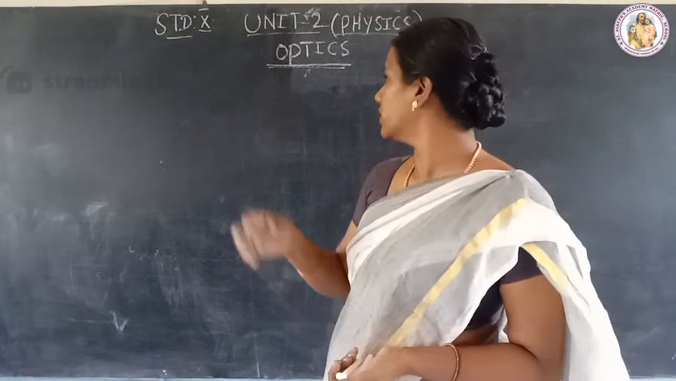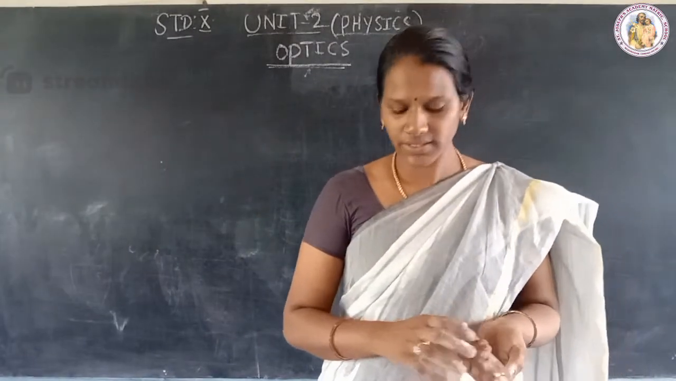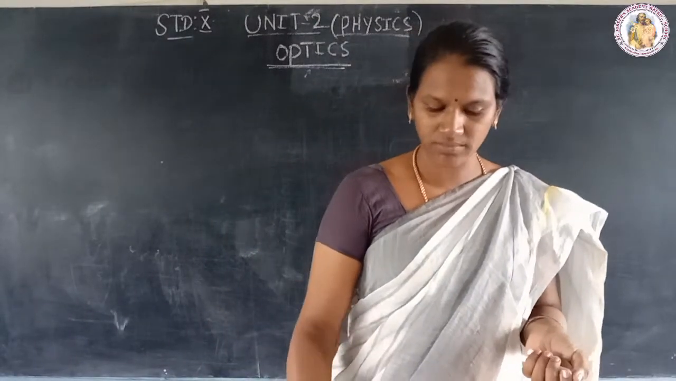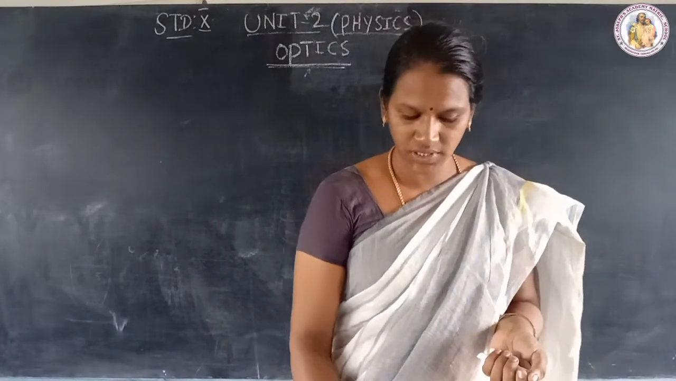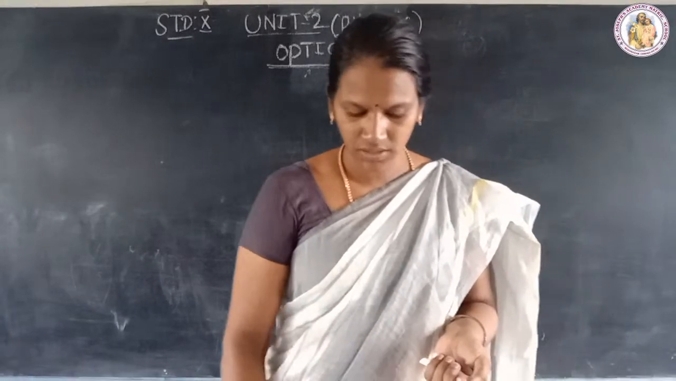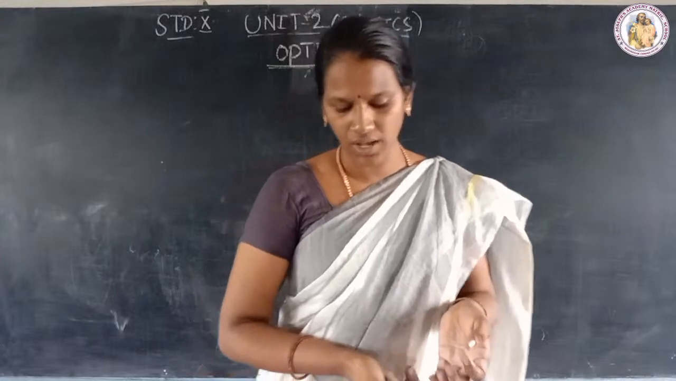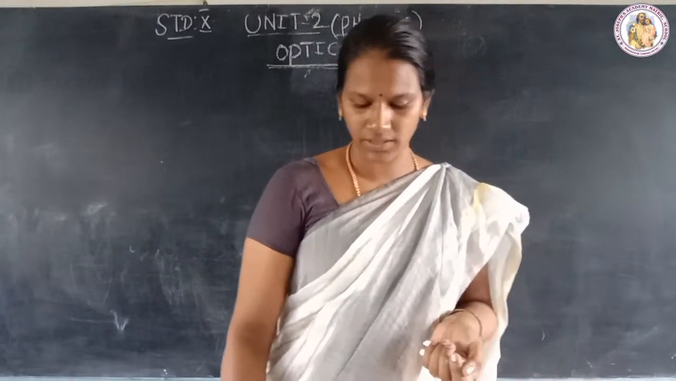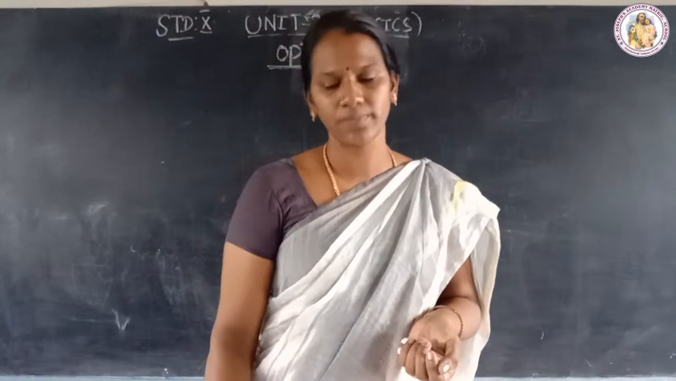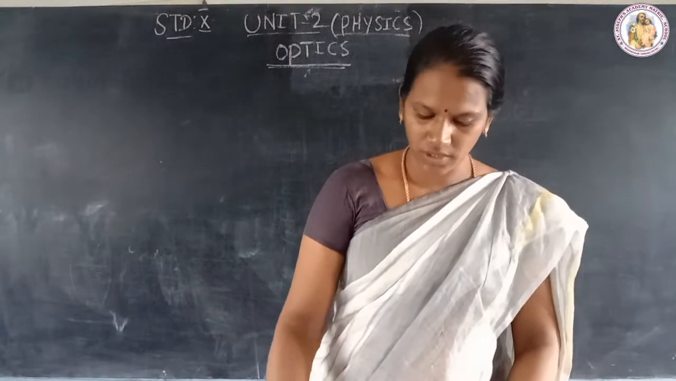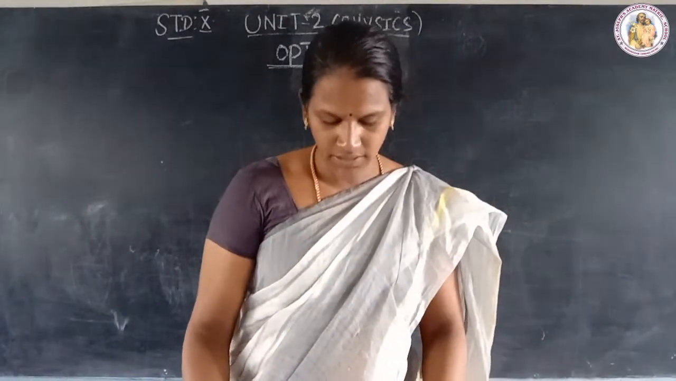Today we are going to learn Unit 2 Optics, the remaining topics in this lesson. In the last class we discussed the scattering of light, the properties of light, the refraction of light, the refraction of a composite light, and the dispersion of light. So today we are going to learn about the lenses.